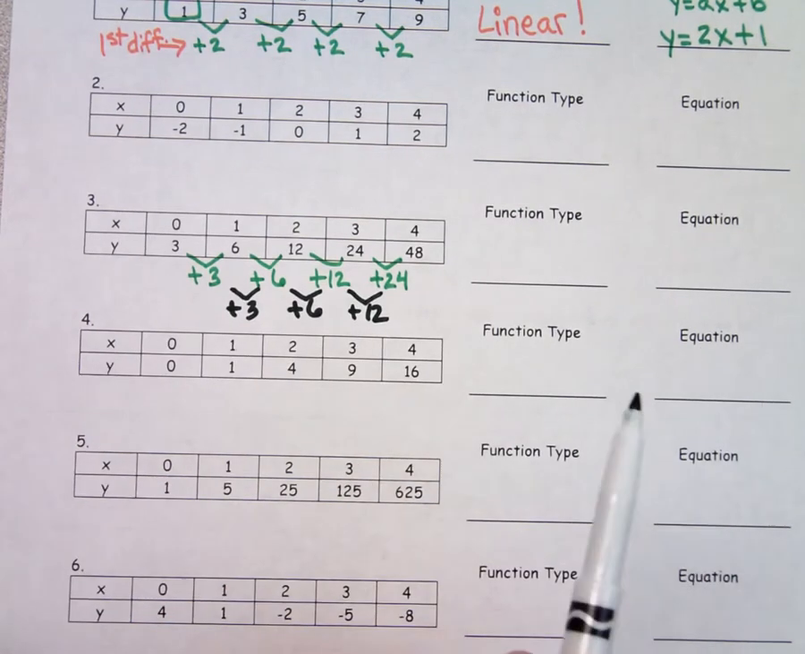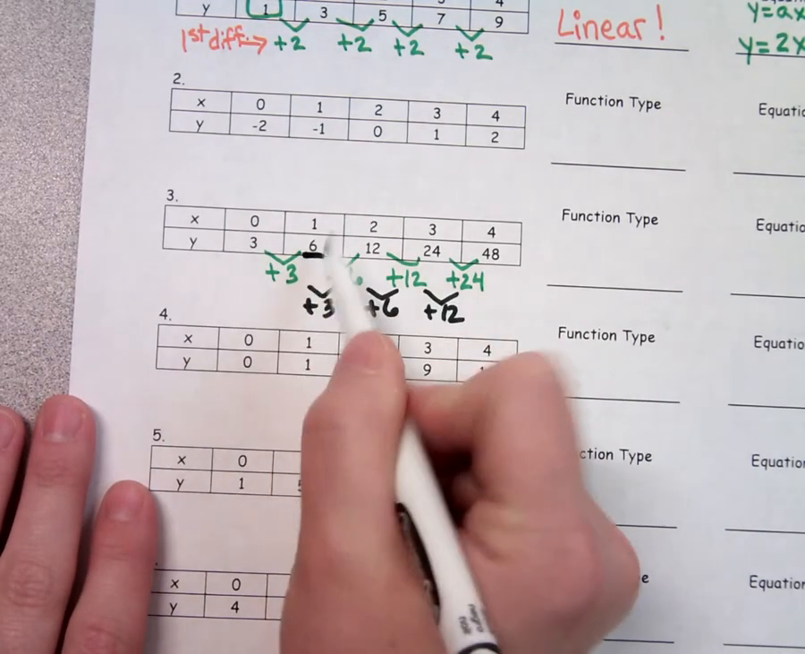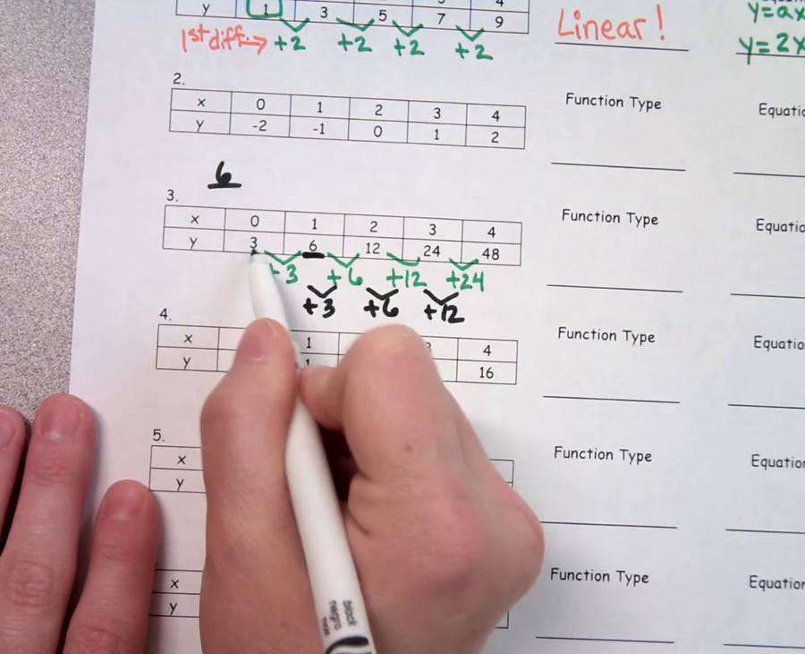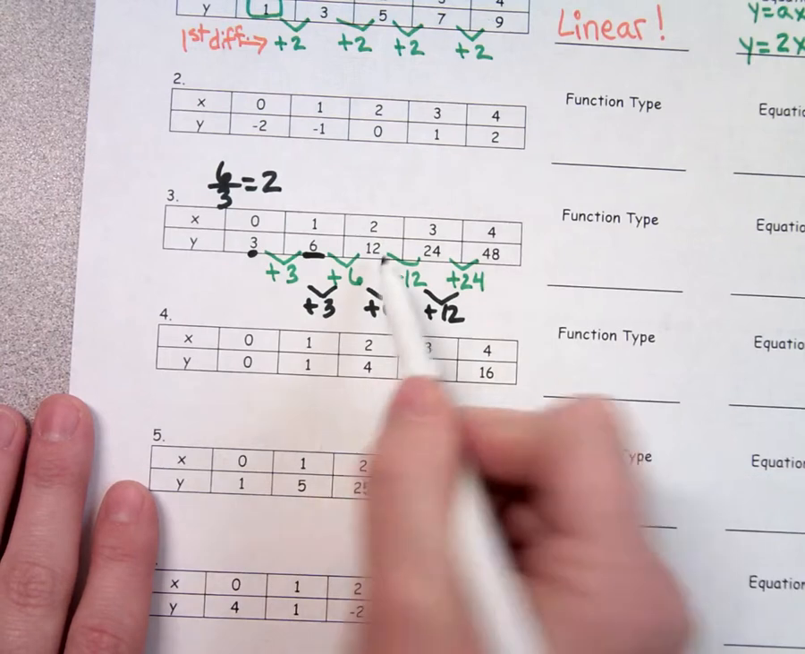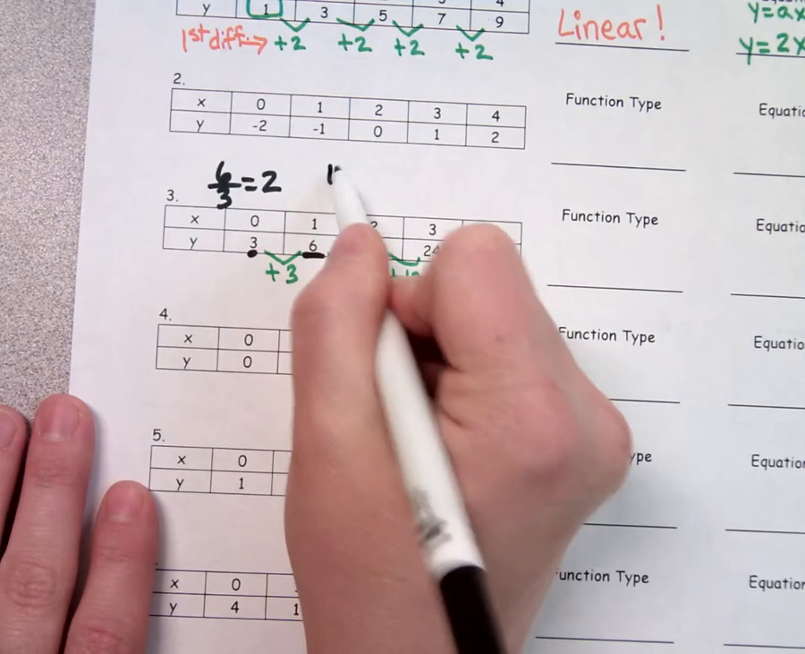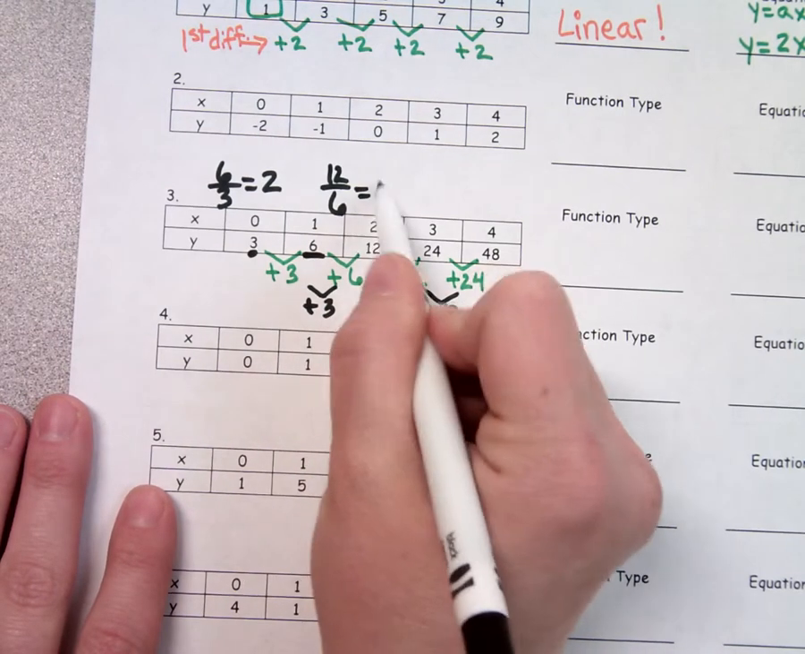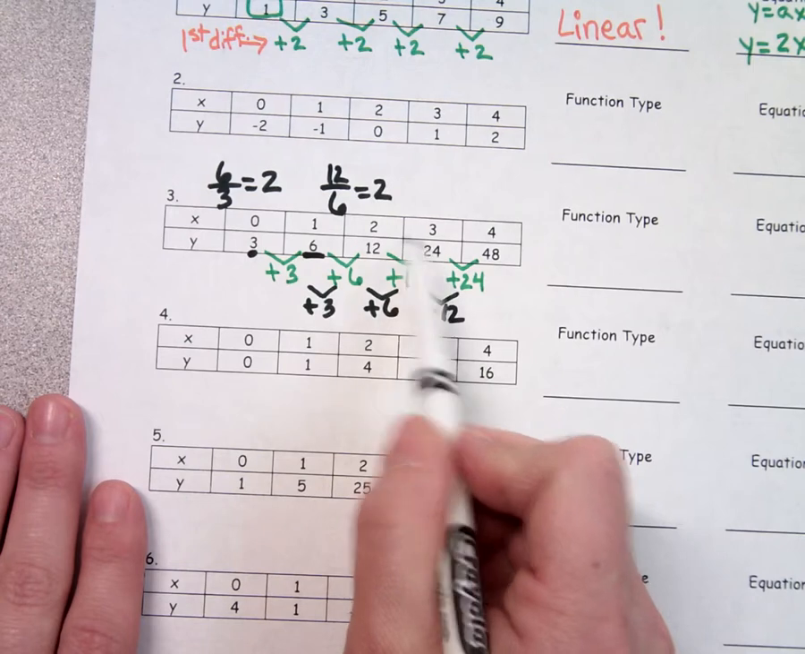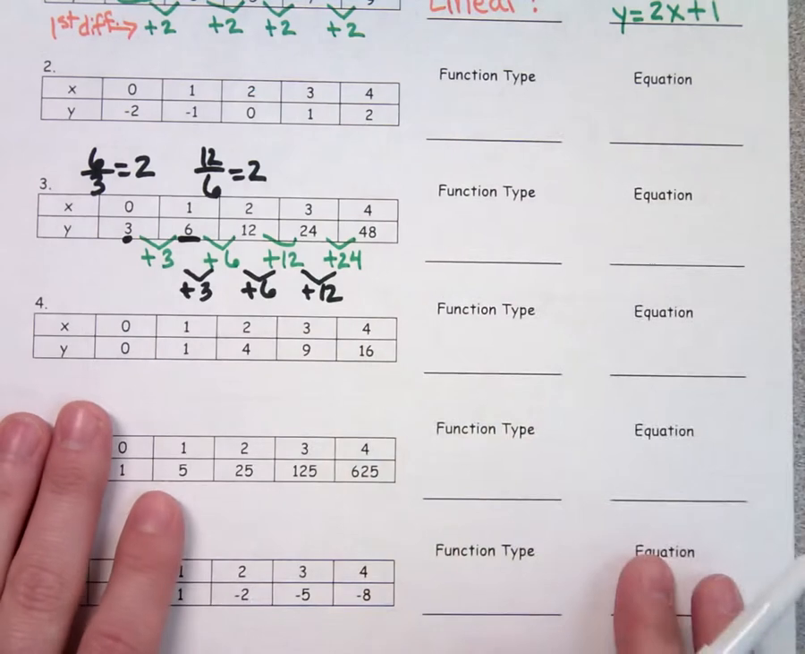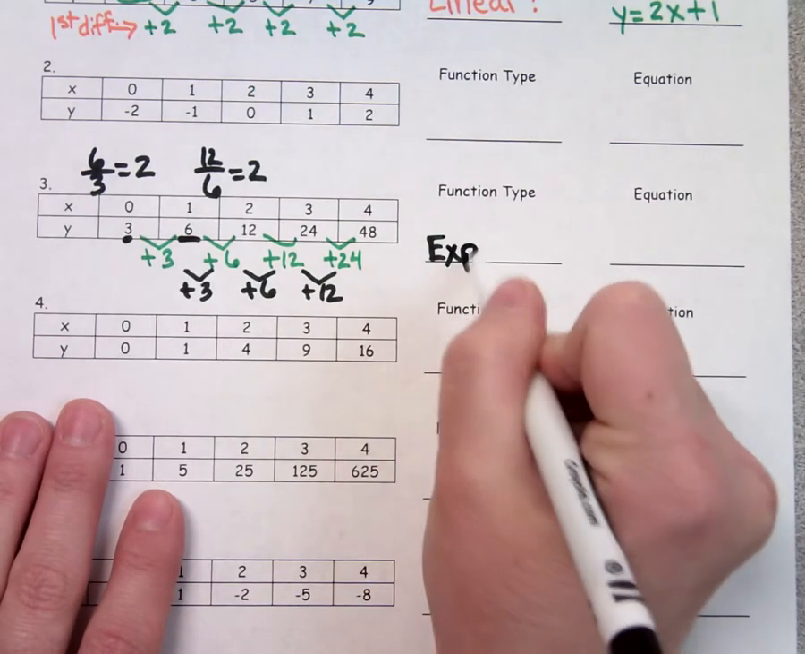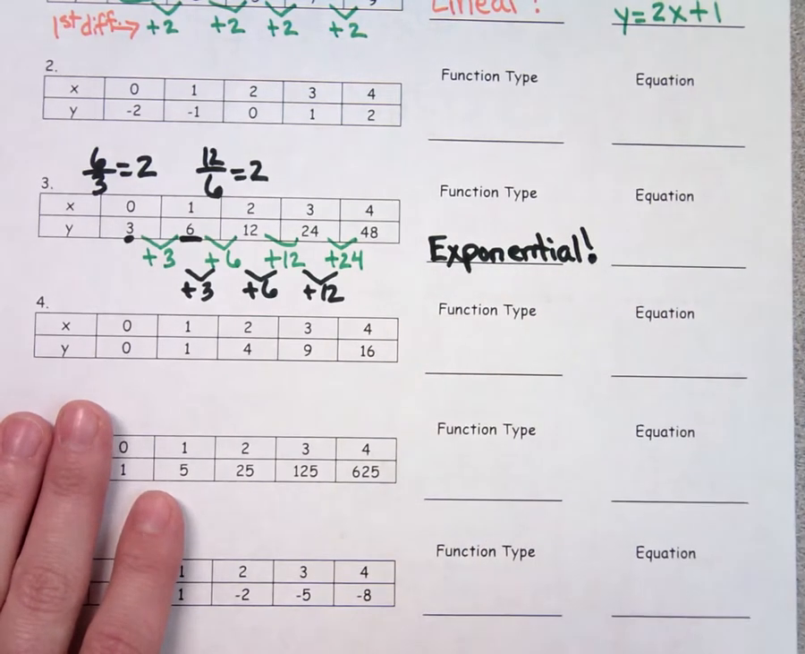So to know if it's exponential, this is when I check my ratios. So I start with this y, 6, and I divide by this y, 3. And what's 6 divided by 3? 2. Then I go to this y, 12, and I divide by the y before it, 6. And what's 12 divided by 6? 2. Let's do the others in our head. 24 divided by 12? 2. 48 divided by 24? 2. So this one is exponential. If you get the same ratio the whole way through, then that's when we know it's exponential.